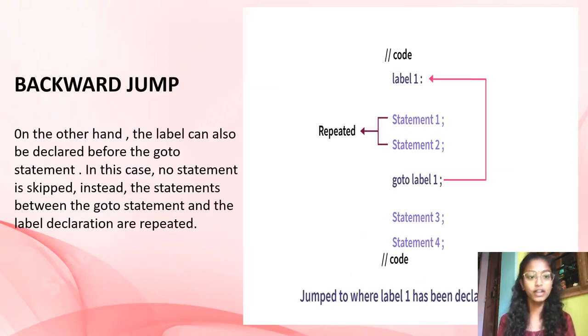and as usual statement 3 and statement 4 are executed. And the next is the backward jump. On the other hand, the label can also be declared before the goto statement. In this case, no statement is skipped. Instead, the statements between the label declaration and the goto statement are repeated. Here, the label name is defined above, so statement 1 and statement 2 are repeated. As usual, statement 3 and statement 4 are executed and we get the output.